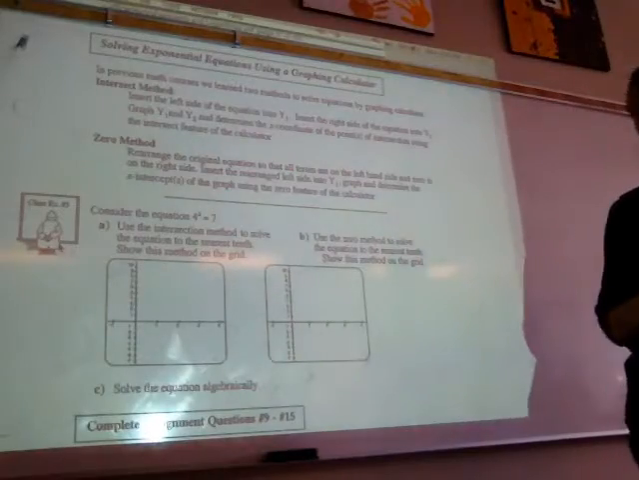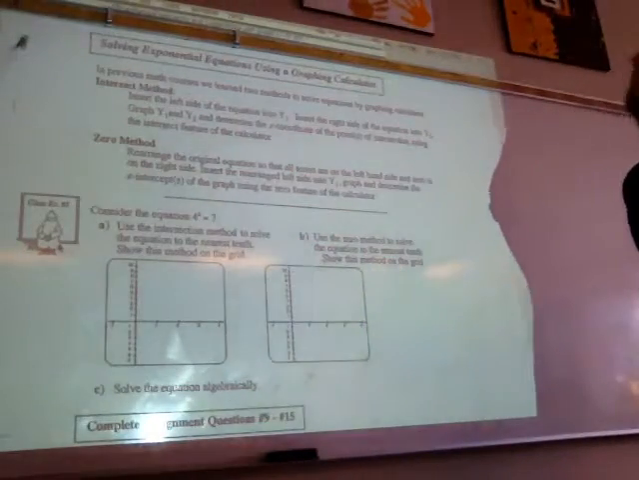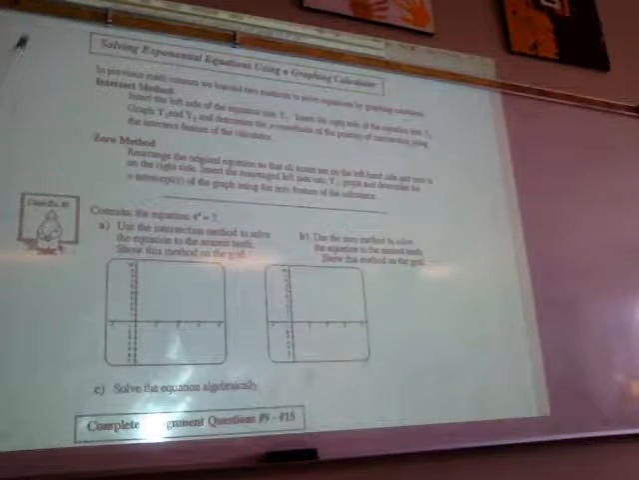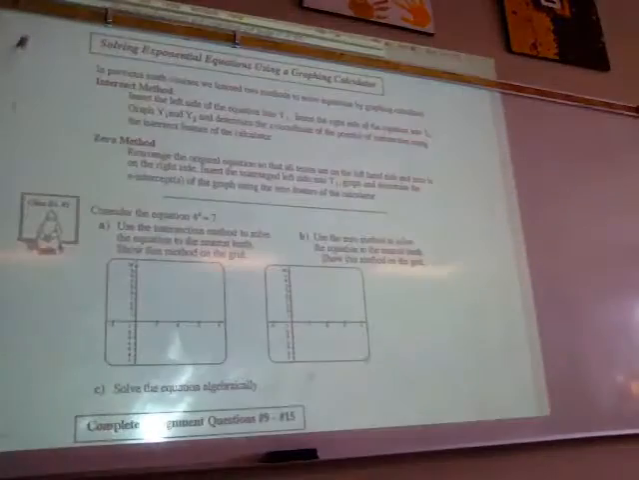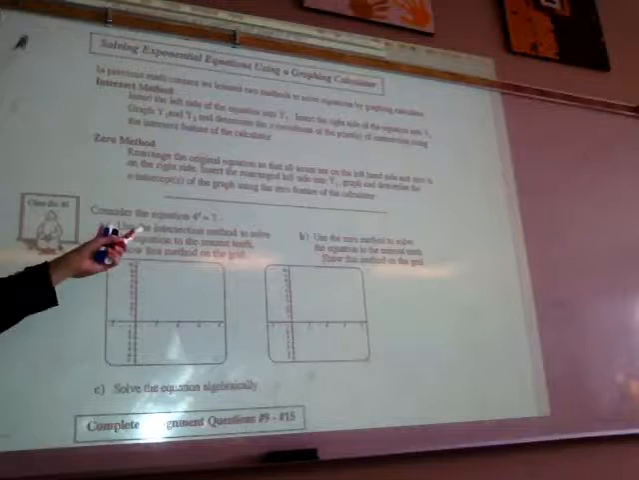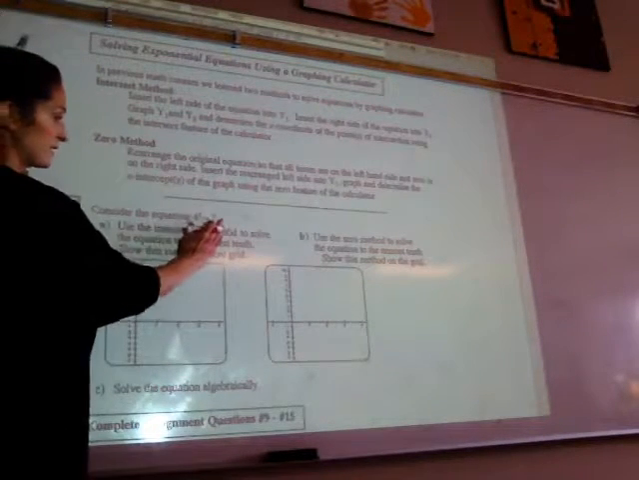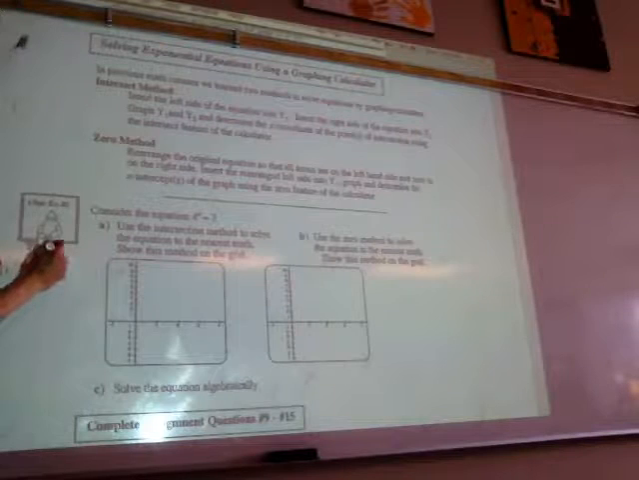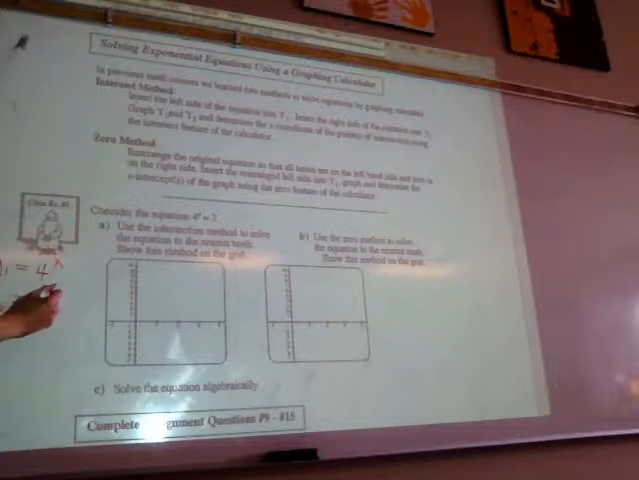Okay, so say for example we had to solve 4 to the power of x equals 7. We need to figure out what value of x will satisfy so that left-hand side equals right-hand side. There's two ways we can solve. There's the intersection method and the zero or the x-intercept method. Let's start with the intersection method. Basically, you need to take both sides of the equation and set them to be a graph. So y1 will be equal to the left-hand side, so 4 to the power of x, and y2 will equal 7.